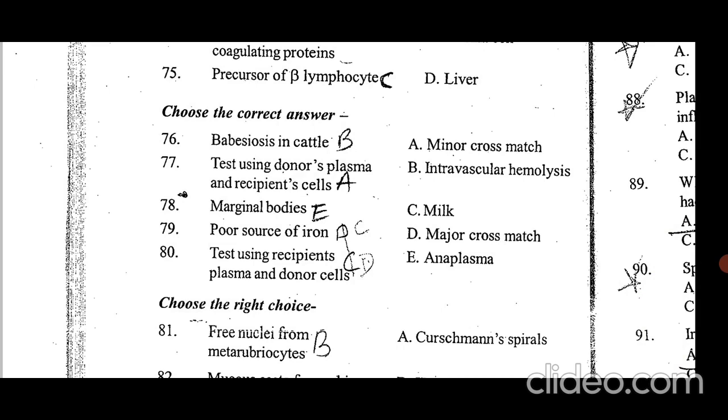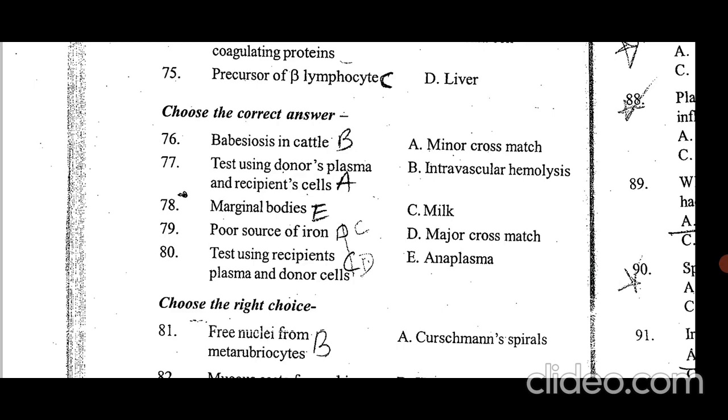Remember that if I am a donor and I am donating blood to someone, and my cells are being tested, it will be the major cross match. Always consider whose cells are being tested. Do not consider the plasma. The plasma is opposite to that of the donor cells.